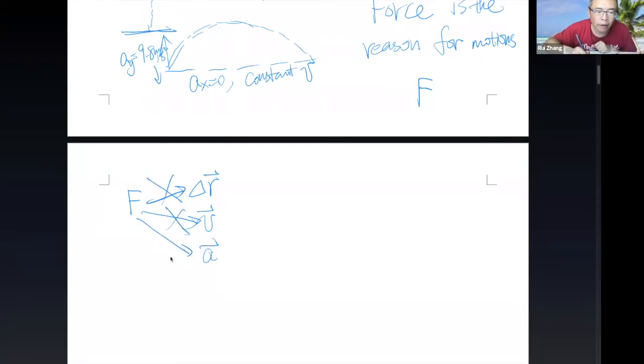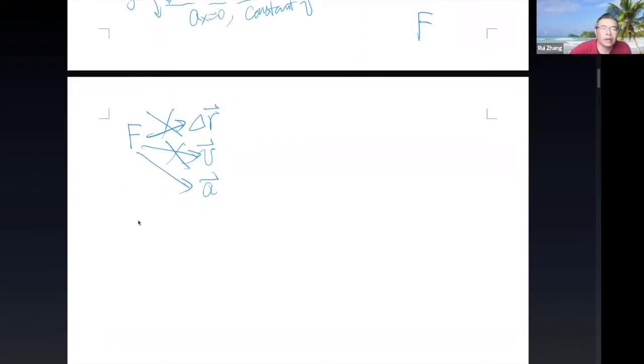Actually, it turns out that the relation between force and acceleration not only exists, but also exists in the simplest possible way. They are simply proportional to each other. So you have F equal to ma here. Force equals mass times acceleration.